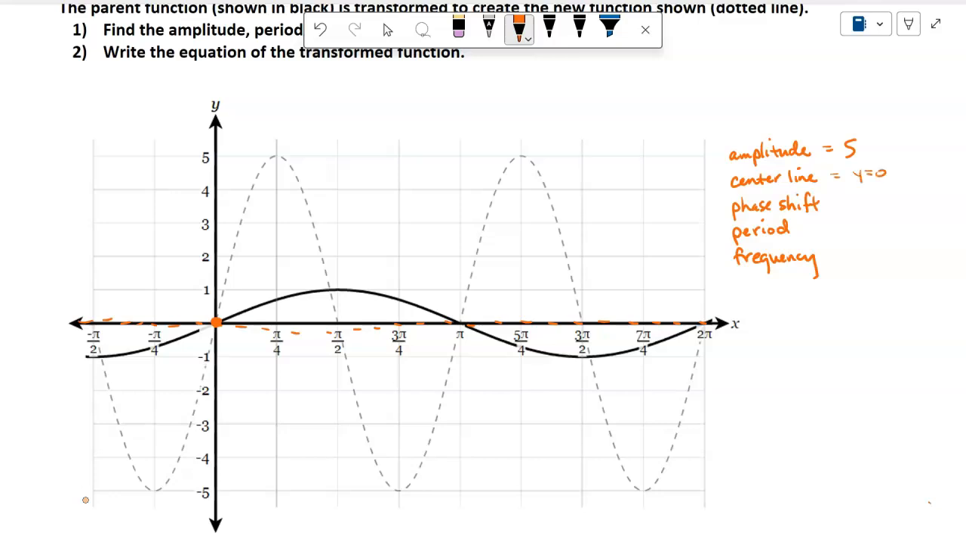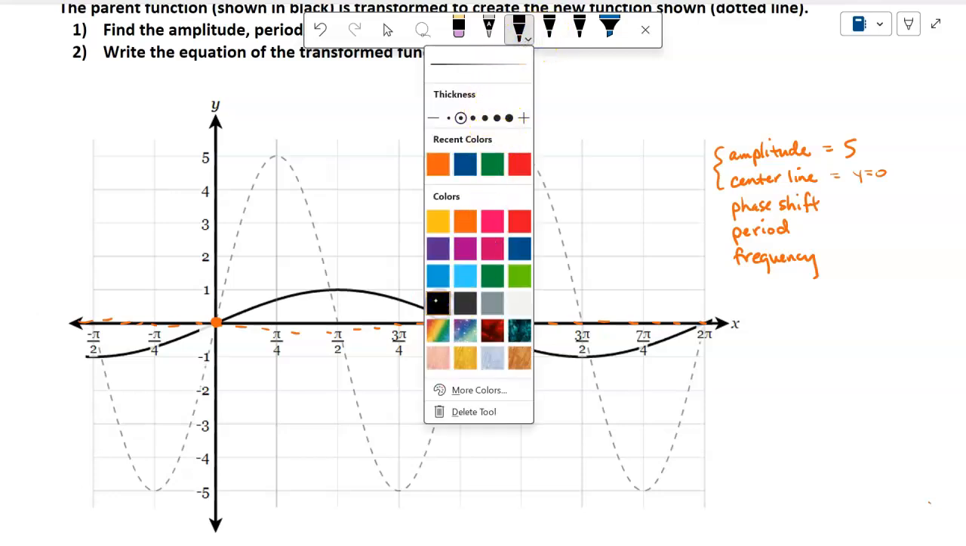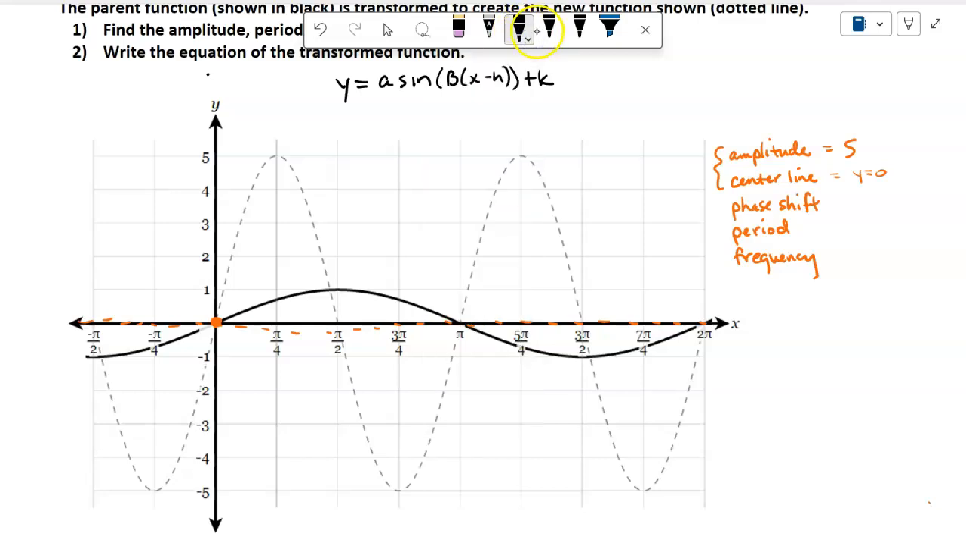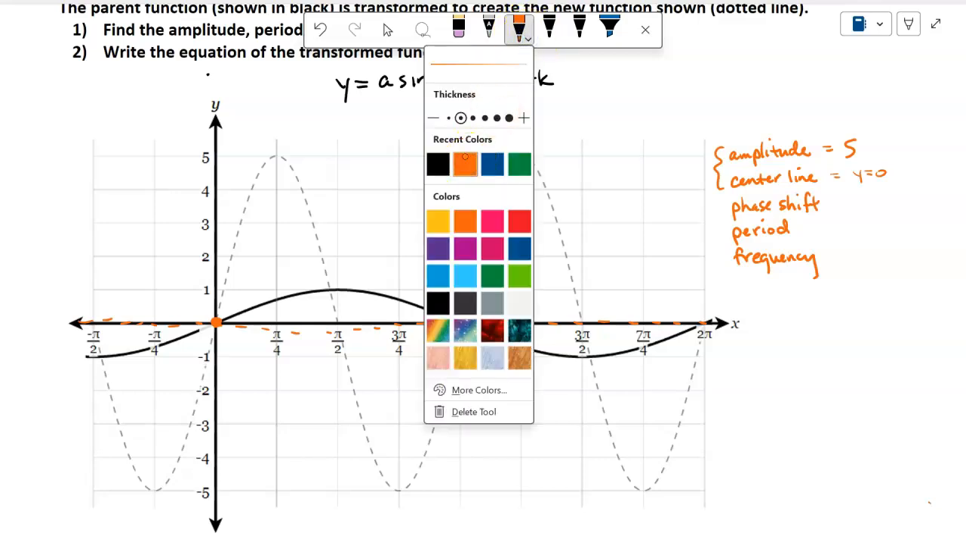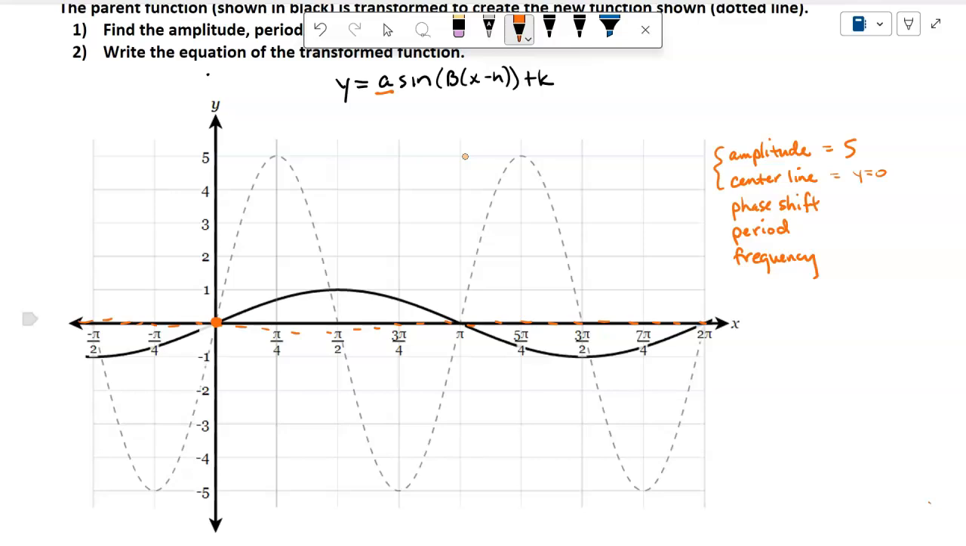All right, so these two things are the vertical transformations that happen to the function. When I go to write my function, those two pieces are going to go right where the A and the K are in the equation. So my amplitude goes where the A is. That's going to tell me my vertical stretch, so my amplitude ends up being 5. And then my K tells me I'm not shifted up or down, so we just have a +0 at the end technically, but obviously we don't write that.